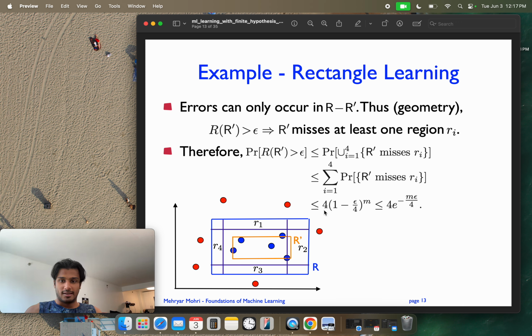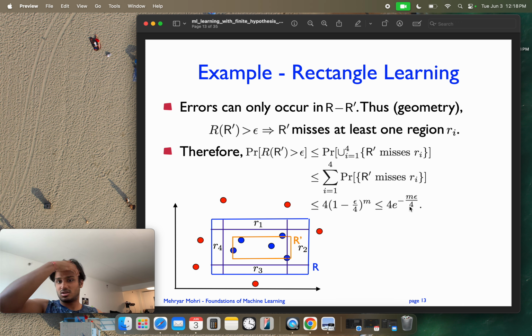If you think about it, you sampled m points and none of them landed in the region R1, which has the probability epsilon by 4. Well, how is that possible? That is only possible with probability (1 minus epsilon by 4) to the m. And doing this for all 4 regions. I know this is way over counting, but we are still trying to give just an upper bound. So the probability that the risk is greater than epsilon is less than 4 times (1 minus epsilon over 4) to the m, which is less than 4 e to the minus m epsilon by 4.